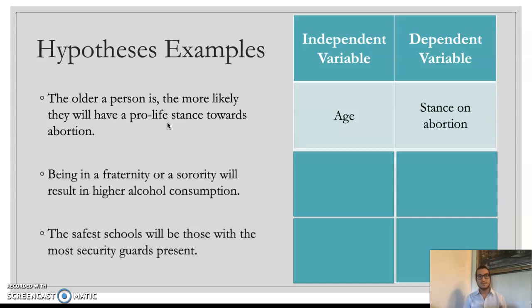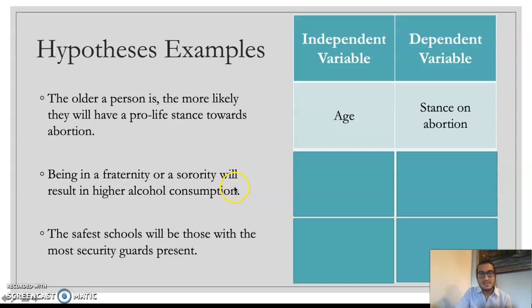Let's look at a few more examples here. Being in a fraternity or a sorority will result in higher alcohol consumption. So what are the variables we're working with in this hypothesis? Well, the first variable we're working with is being in Greek life in some capacity, right? Being in a fraternity or sorority. The second variable would be alcohol consumption.